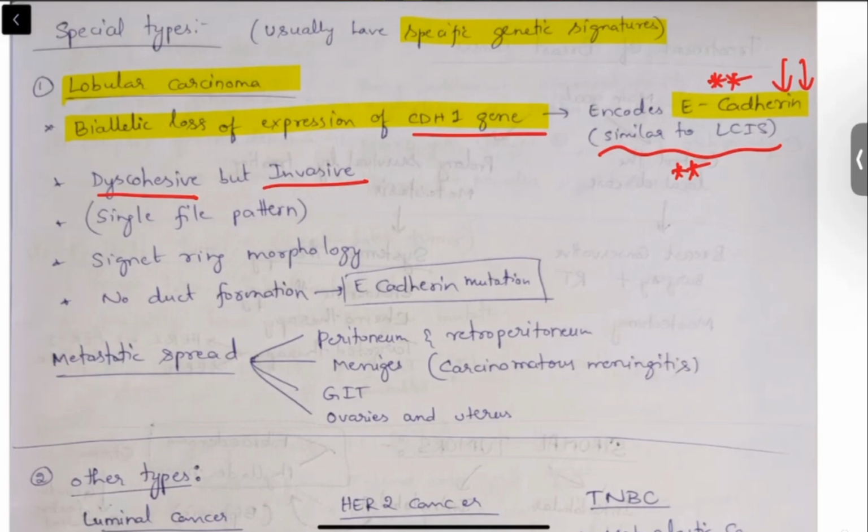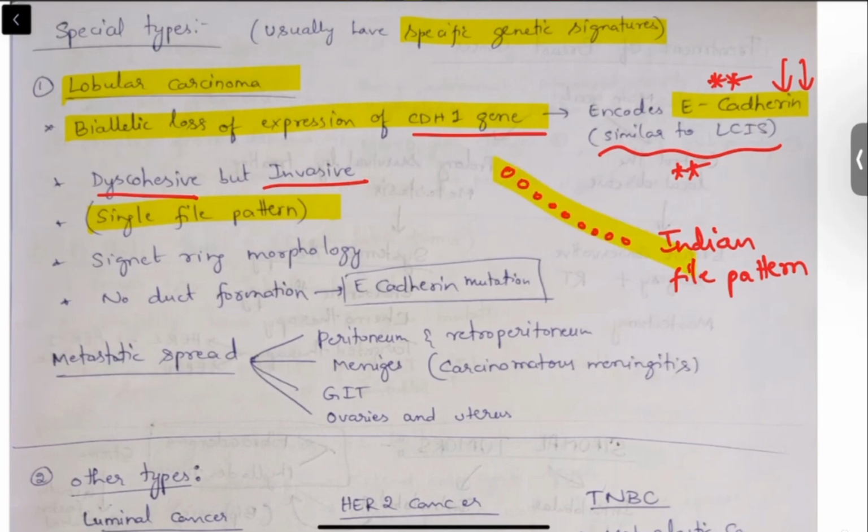Because of this, they will be arranged in a line like this, and this is called the Indian file pattern. The tumor cells will be arranged in this pattern, hence the name Indian file pattern. These are not adherent to each other, but they are arranged in a single line. That is a specific genetic signature in lobular carcinoma. If you see the cells arranged in a single layer on microscopy, in the form of an Indian file or single file pattern, then it is lobular carcinoma.